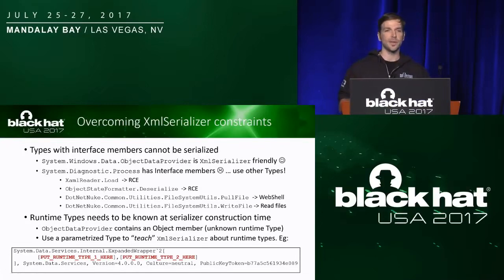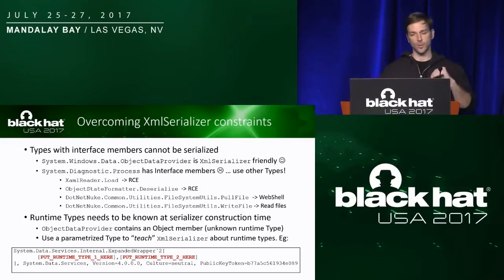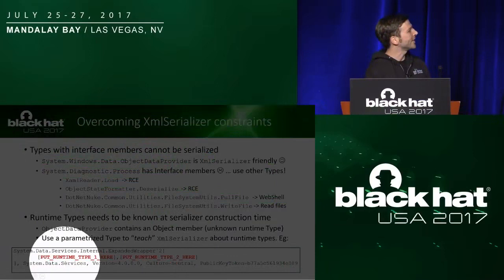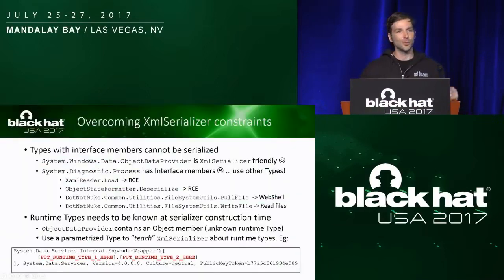So these types won't be in the whitelist, and so the XML serializer will prevent the deserialization of these types. So we needed to fool the XML serializer into including these types in the whitelist. And the way we did it was basically using this expected type, which is a parameterized type. In the parameterized type, we're placing our runtime types. So these are going to be included in the whitelist, and when we send our payload, it will work like a charm.